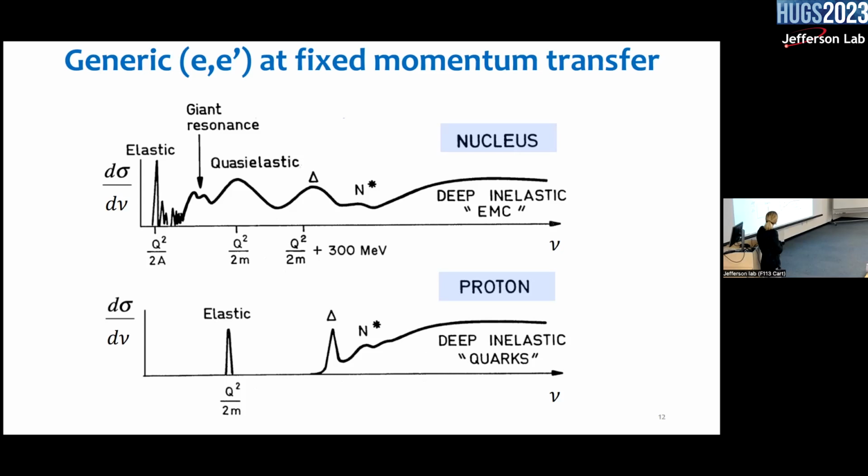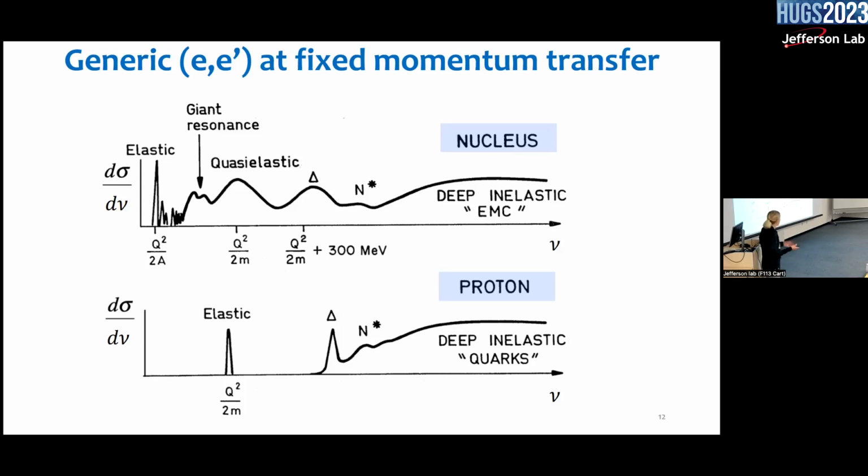Then you start to increase your momentum, your energy transfer, and you get to where you haven't quite knocked it out yet. So you can get a giant resonance here. But then you have your quasi-elastic peak. This is where we spend a lot of time. These are things that are bound, and we can knock them out, making a quasi-free type of assumption. So we still haven't broken them apart.